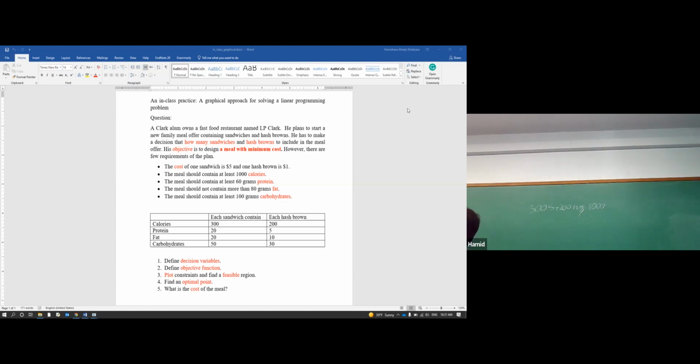Okay, for the next line, 20s plus 5h greater or equal 60. So if I make s 0, h would be 12, something very off here. So let me just put 3 dots and then 12 here. Maybe even more. And if I make h equals 0, s would be 3. That is, put this something like here.